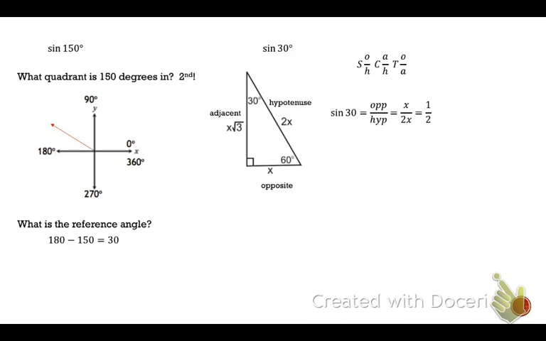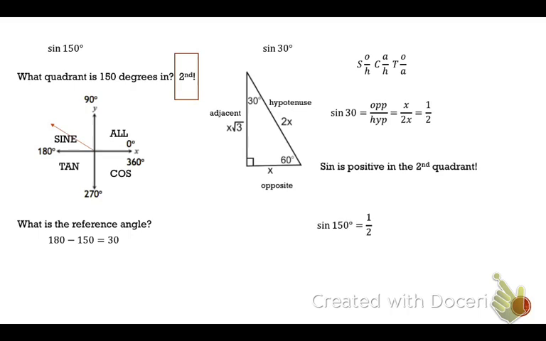But I'm finding sine of 150. So I need to see if sine is positive in the second quadrant. That's All Students Take Calculus. Sine is positive in the second quadrant, which means that sine of 150 is positive 1/2. Okay?